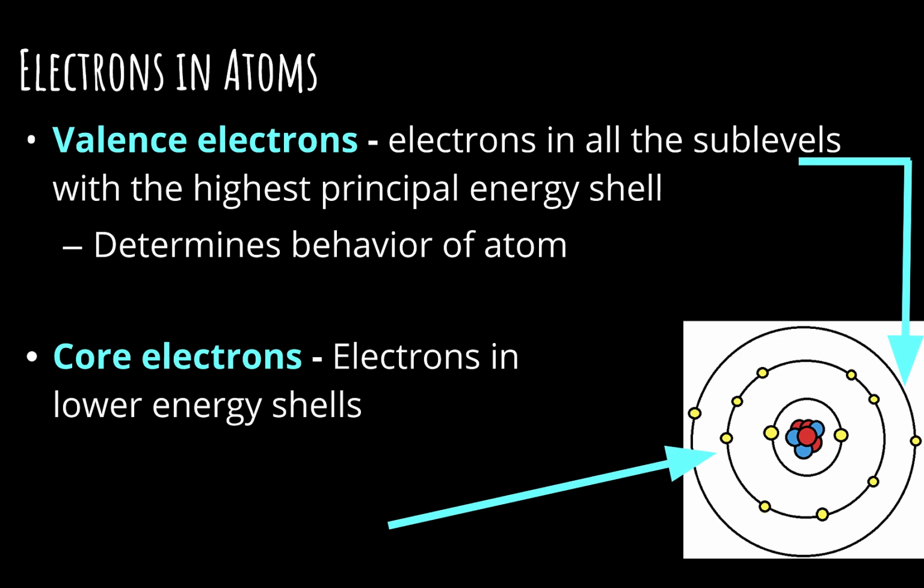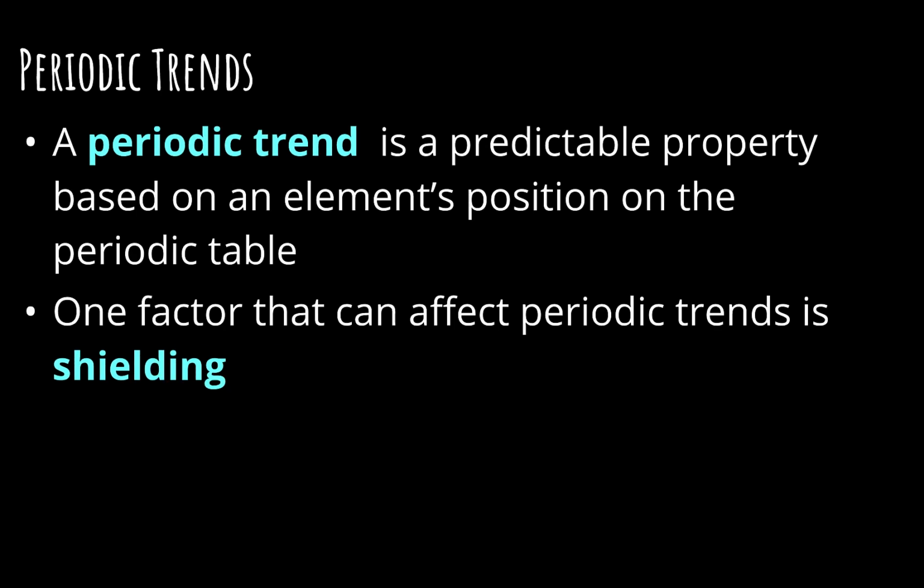There's also a pattern to how many valence electrons the different groups have, and we'll talk about that in class. The core electrons are the electrons in the lower energy shells. Any electron that's not a valence electron is considered a core electron. It could be the electrons right next to the nucleus, or it could be the electrons right before you get to the valence shell. The reason this is important is because these things determine these periodic trends that we're going to talk about.